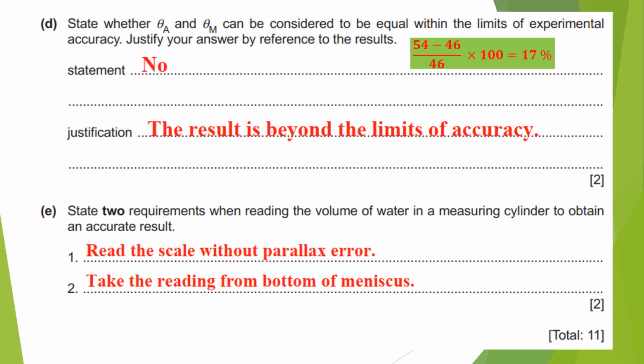Then question D finished. Then last question is E. State two requirements when reading the volume of water in a measuring cylinder to obtain an accurate result.